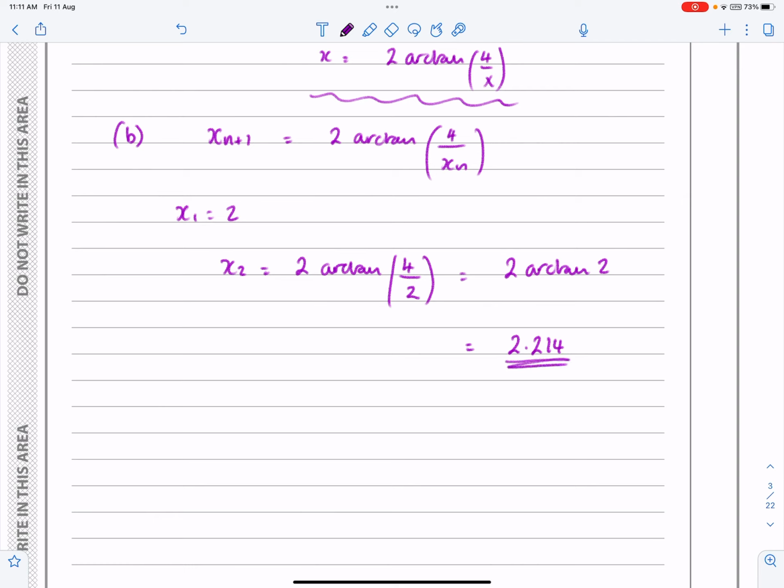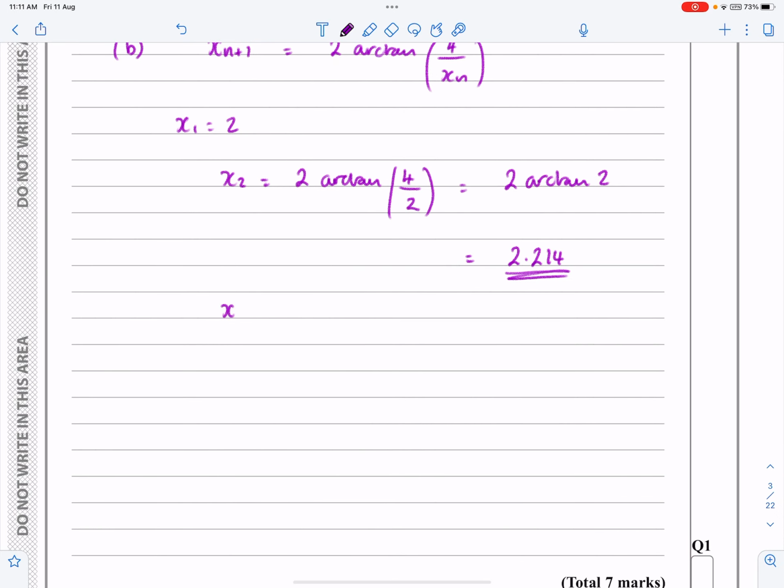For the rest of it, I'm not now going to say x3 is 4 divided by 2.214, and then the next, it just takes too long. So this is only worth 3 marks. I think they just want me to substitute the values back in now. So in order to get x3, I'm going to put this number in here and get an answer out. When I get that answer, I put that answer back in to get the subsequent answers. You know how to do iteration, hopefully.